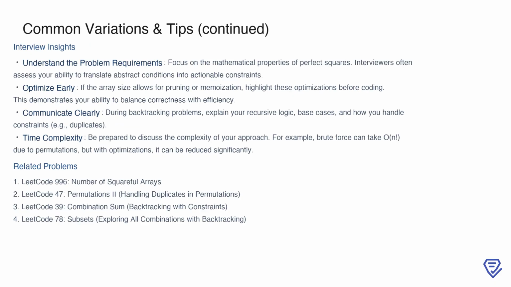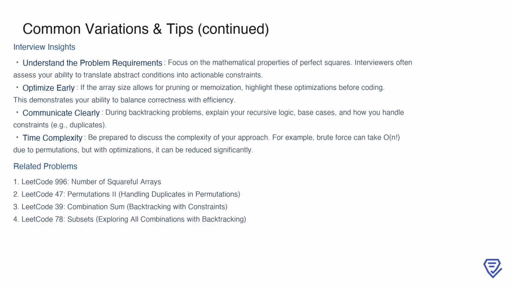In interviews, understanding the problem requirements is crucial. Specifically, focus on the mathematical properties of perfect squares and how to translate these abstract conditions into actionable constraints within your algorithm. This demonstrates a strong grasp of the problem. Another key point is to optimize early. If the array size allows for techniques like pruning or memoization, discuss these optimizations before jumping into the code. Doing this shows that you're thinking critically about both correctness and efficiency.